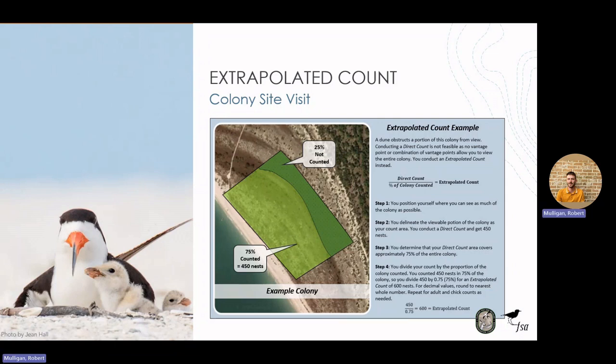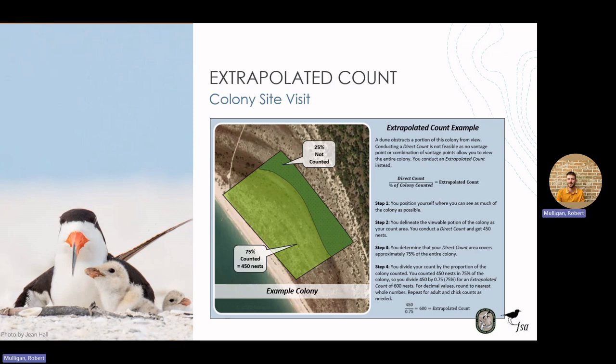If you are unable to conduct a direct count, try to conduct an extrapolated count. This is a less accurate count, but it still provides good information on the size of the colony. Extrapolated counts are used when your view of a colony is significantly obstructed. This may be due to vegetation or topography like dunes. No matter where you move, you cannot see the whole colony. Or if the colony is very large and you do not have time to conduct a direct count for the entire colony.